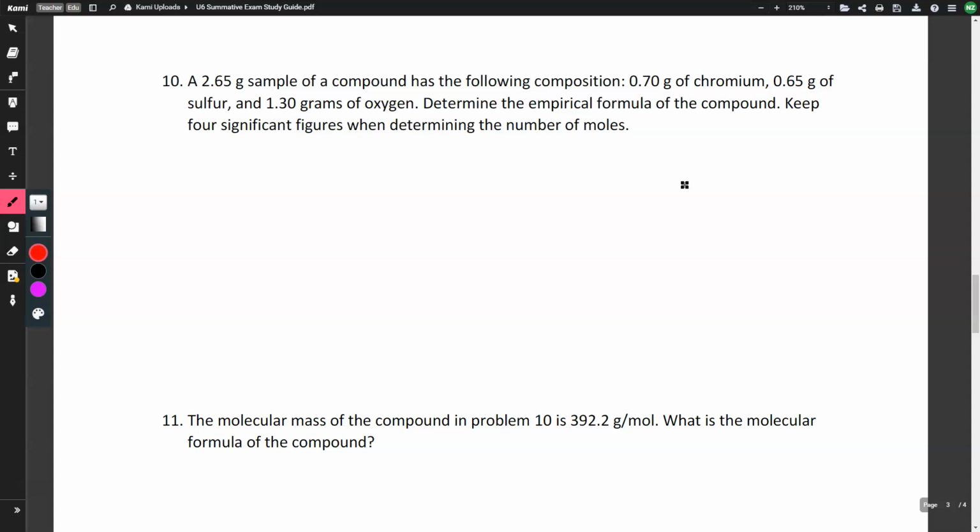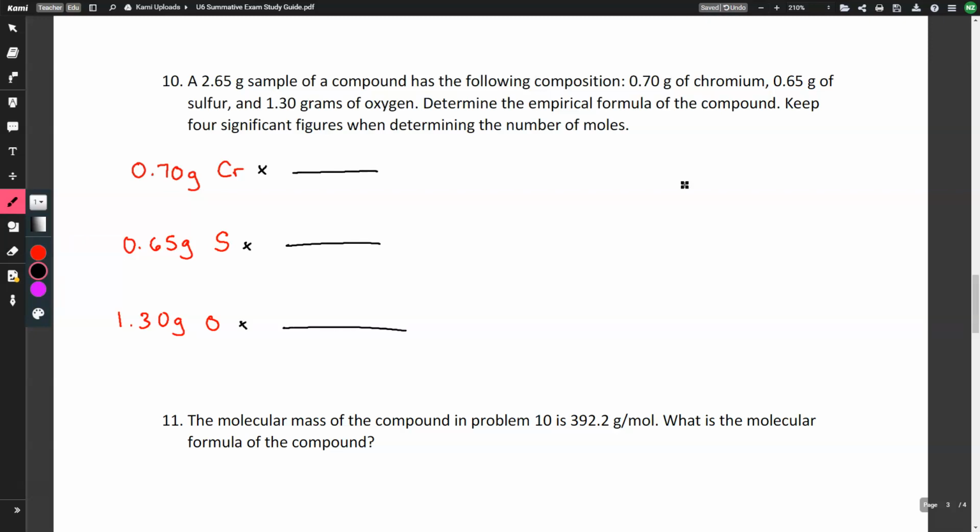So let's see, we have chromium, 0.70 grams of chromium. We have 0.65 grams of sulfur, and then 1.30 grams of oxygen. Let's go ahead and convert those to moles. So chromium, 52 grams for every 1 mole of chromium. Sulfur, we have 32.07 grams for every 1 mole. And then oxygen, 16 grams for every 1 mole.